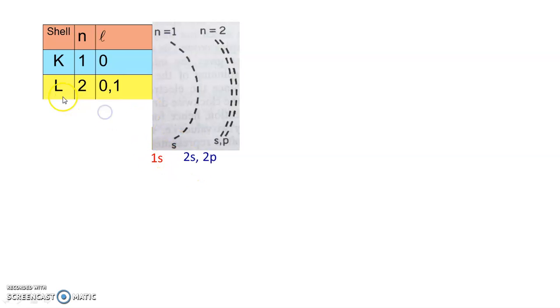Now consider the K shell. For the K shell, the value of n is 1, and only one subshell is there, that is l = 0, and this subshell is designated by 1s. This number 1 is the principal quantum number, and 1s is the subshell. Now for the L shell, n is equal to 2, and two subshells are there, that is 2s and 2p.